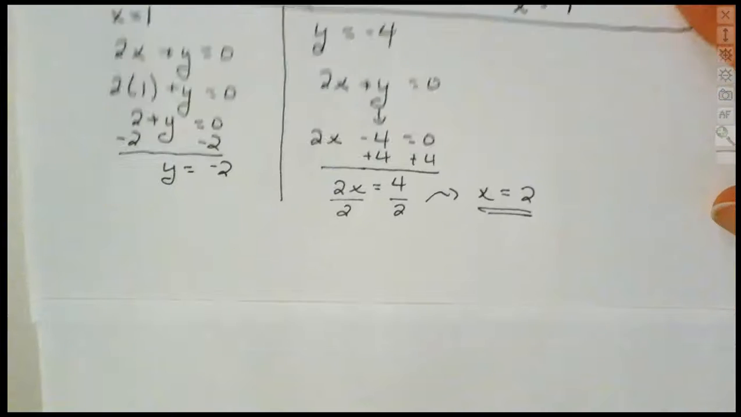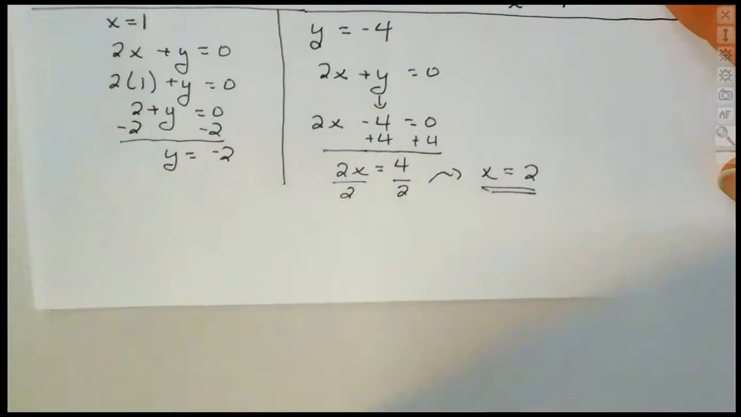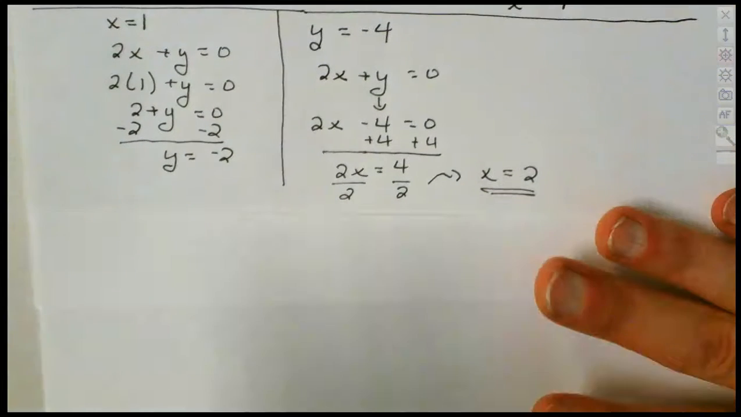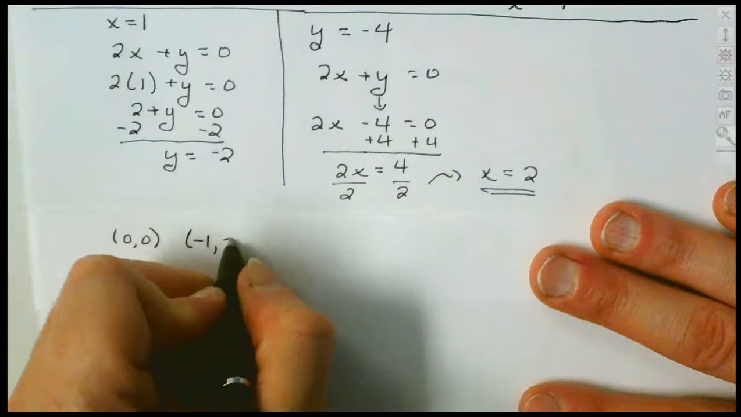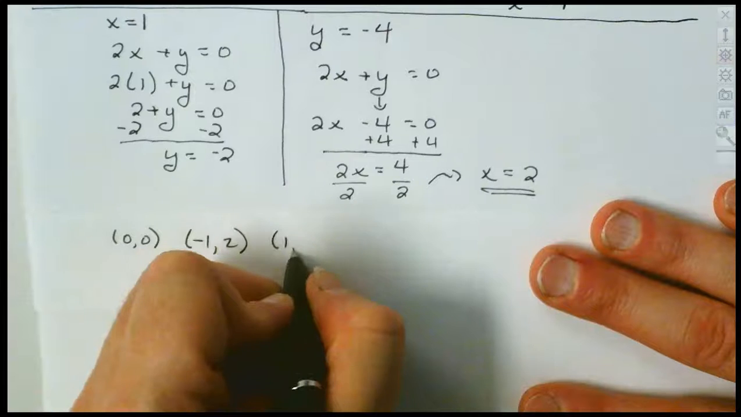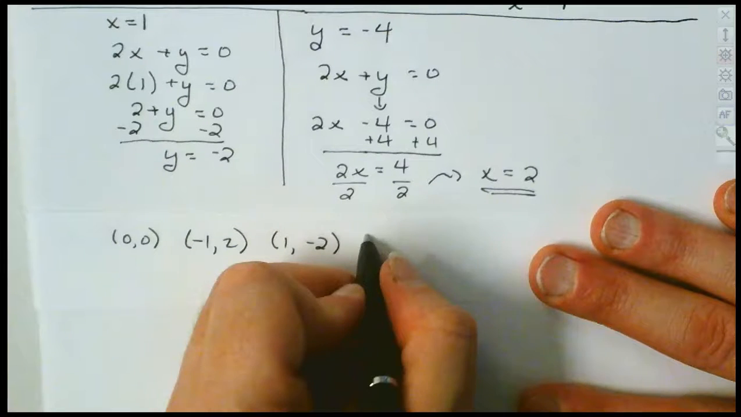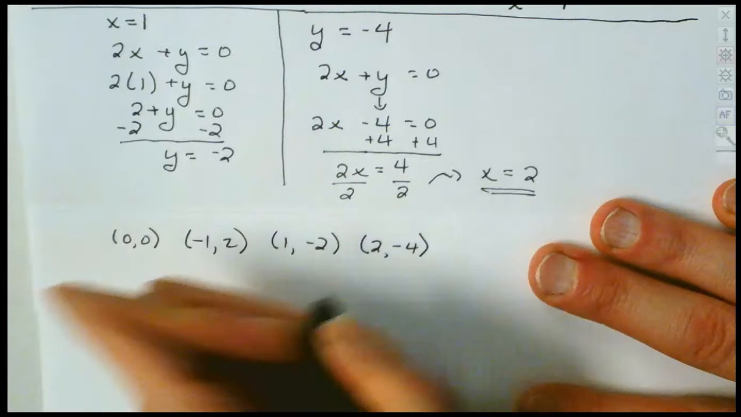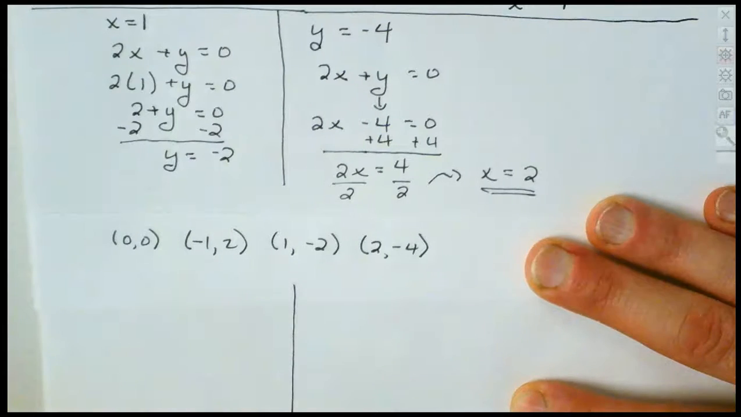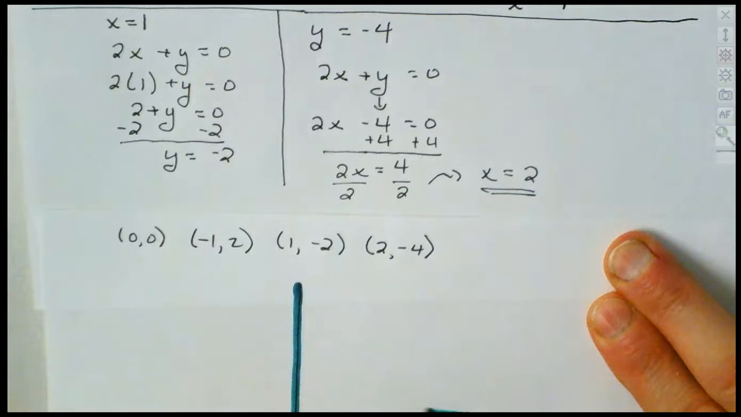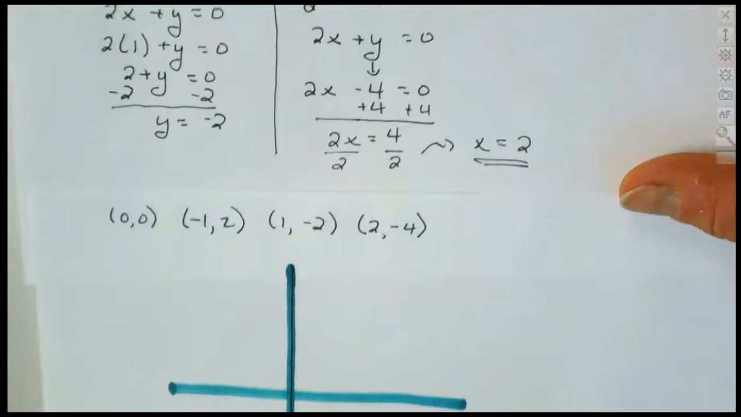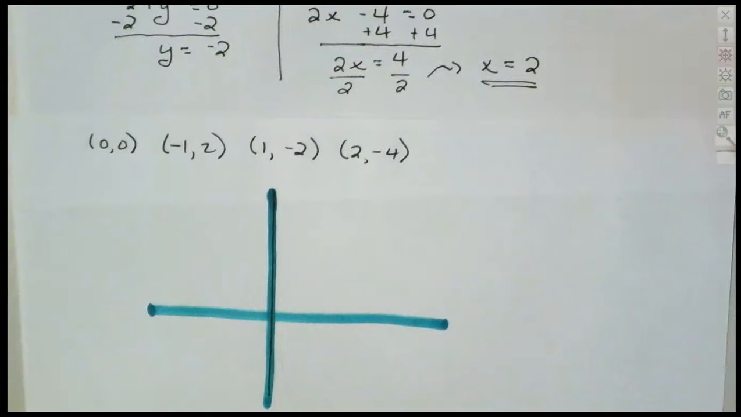So let's go ahead now, write up our ordered pairs, just so we have them again. So we've got 0, 0, minus 1, 2, 1, negative 2, and 2, negative 4. This marker here, this is going to be our Cartesian or coordinate system. So let's go ahead now, plot our points, and these should make a straight line.